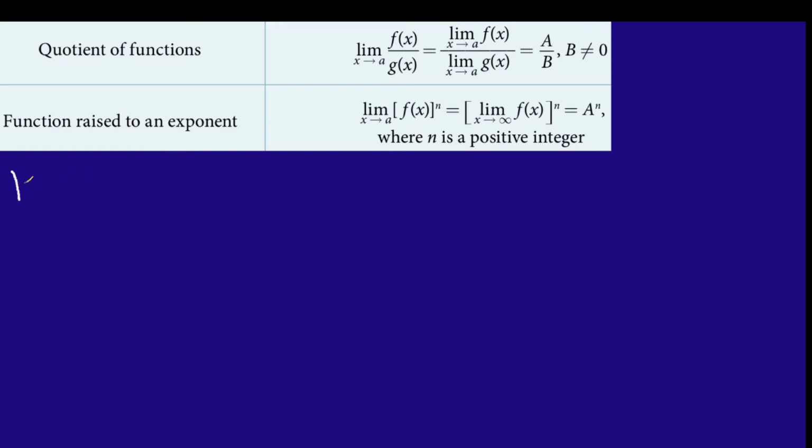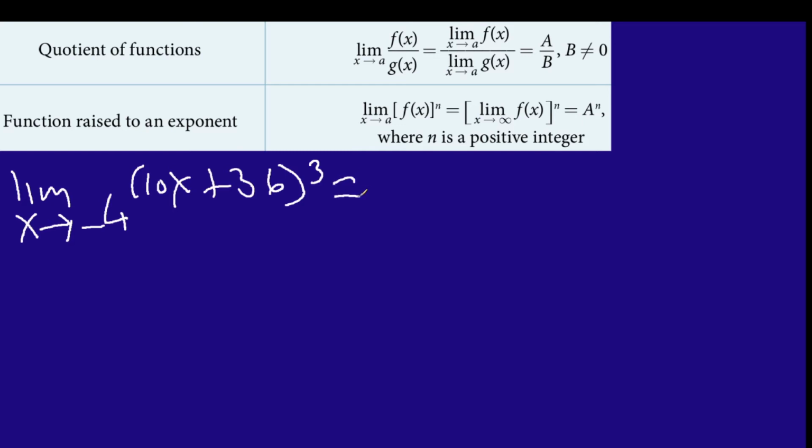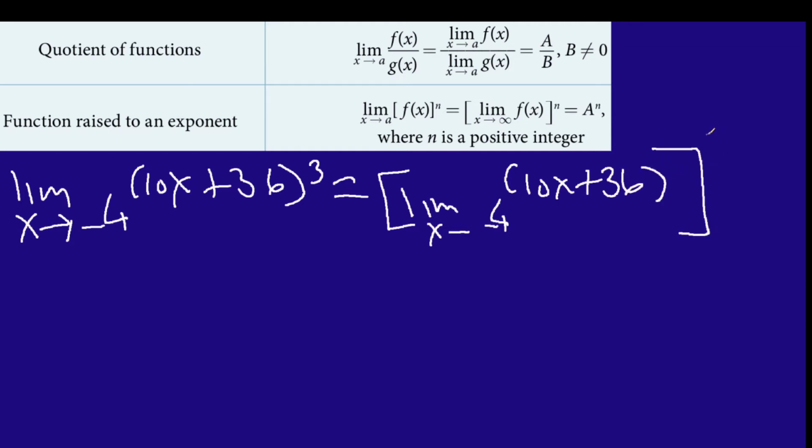So we're going to have the limit of x approaching -4 of 10x plus 36, all this raised to the third power. Now if we follow this rule, the function raised to an exponent, it's going to look like the following. We're going to have everything in brackets: the limit of x approaching -4 of 10x plus 36, all in parentheses, and then raised to the third power.